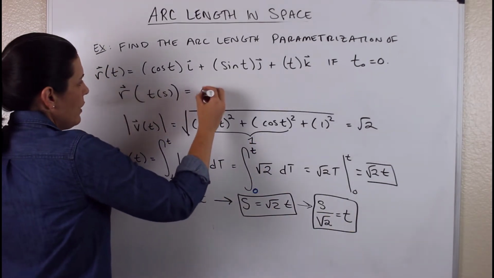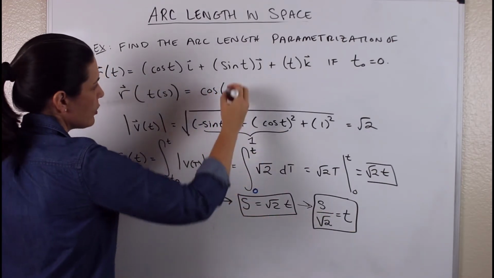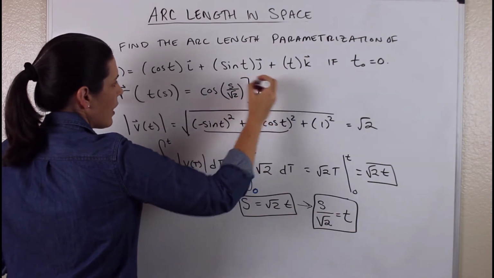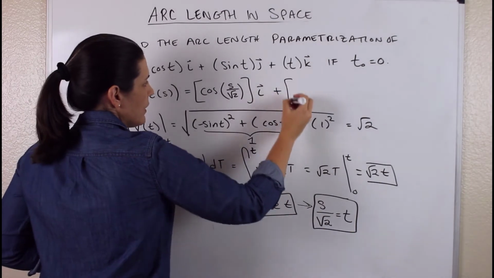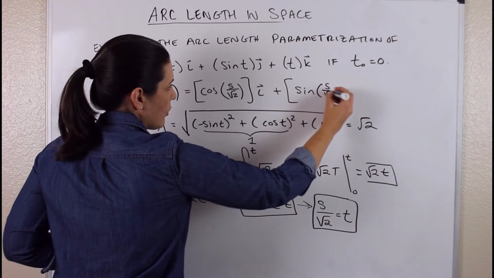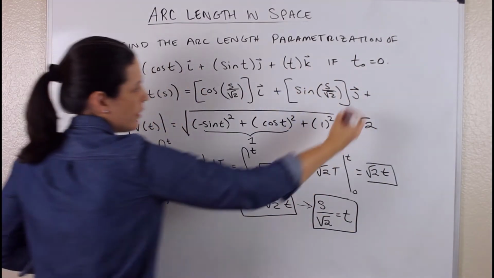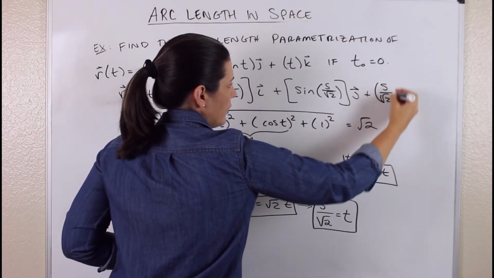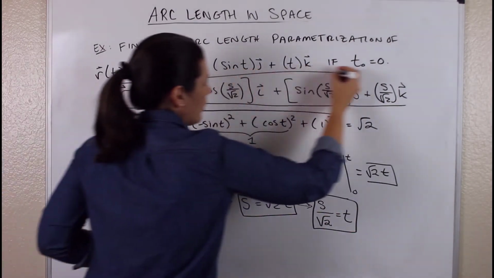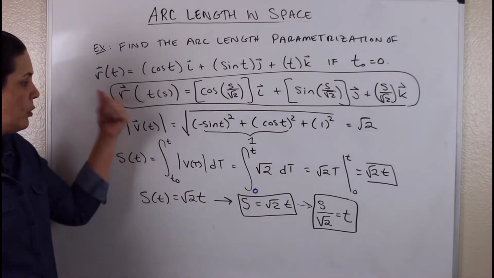So this is going to be cosine, instead of t is the same thing as s over square root 2. So cosine of s over square root 2, and that's i. And then plus sine of s over square root 2, j, and then s over root 2, k. And that would be the answer. Okay, so we parameterized that curve using arc length.